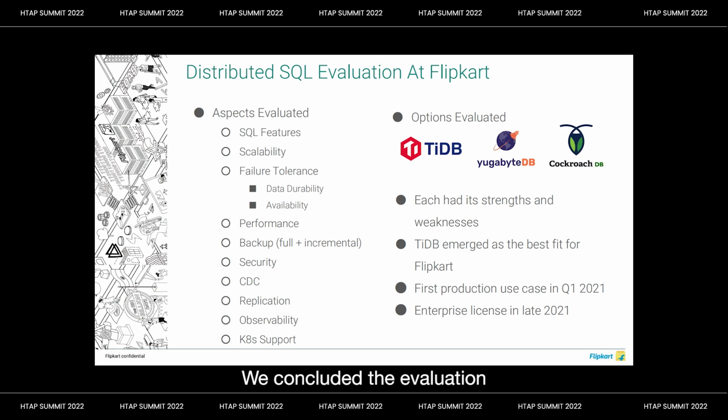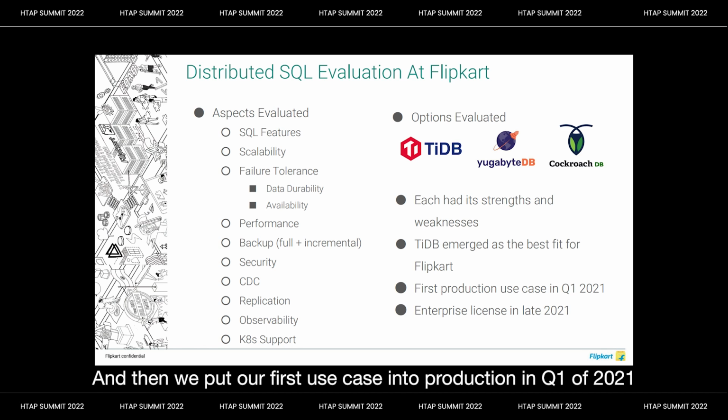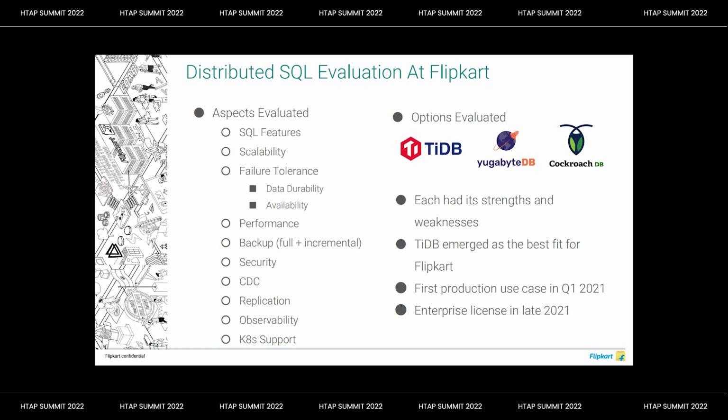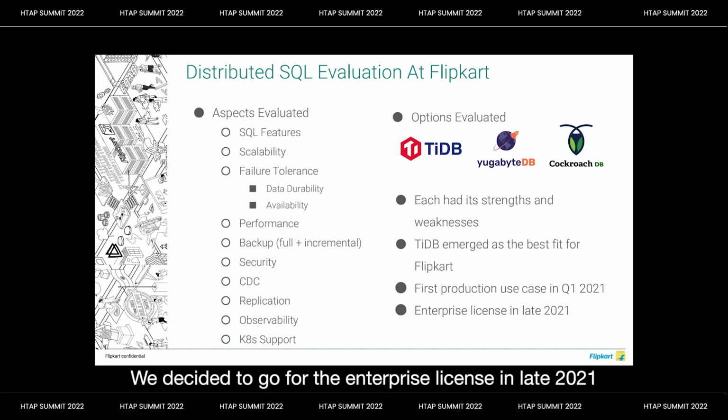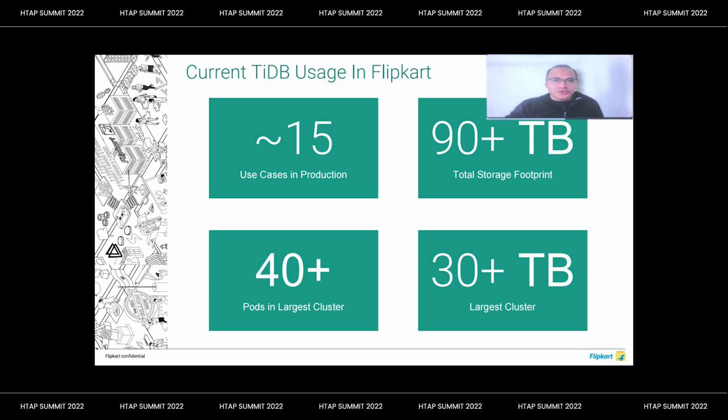We concluded the evaluation, and we took some time to look at TiDB in a little more detail, and then we put our first use case into production in Q1 of 2021. That was the first use case. Then we went on and put a few more use cases into production. And at that time, parallelly, we were also starting to have talks with PingCAP. And we decided to go for the enterprise license in late 2021. And since then, we have been an enterprise customer of PingCAP using TiDB enterprise version. So from there, this is where we are today.